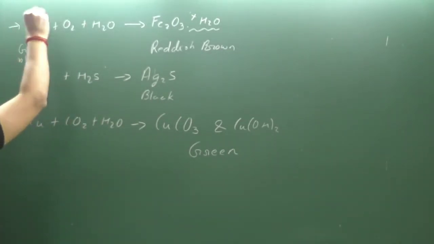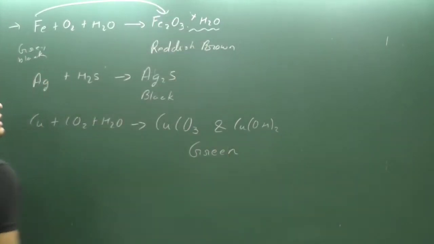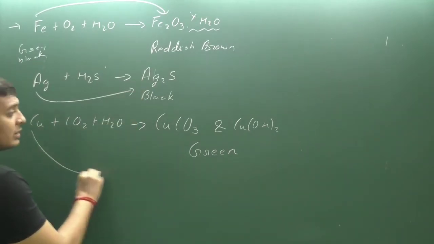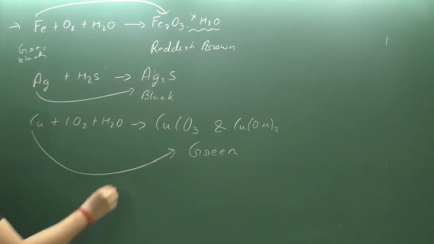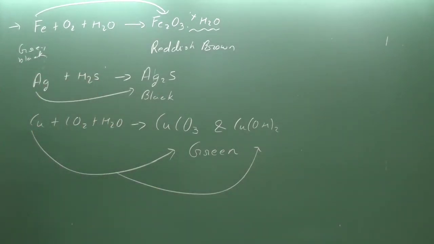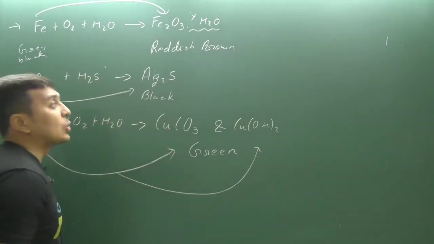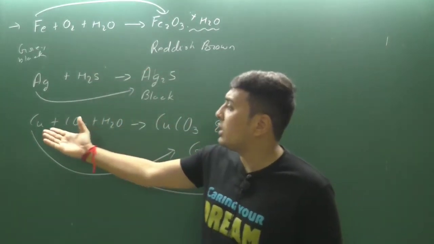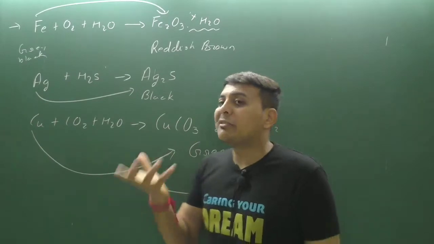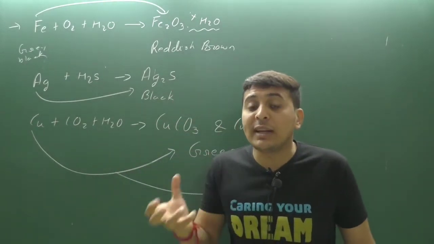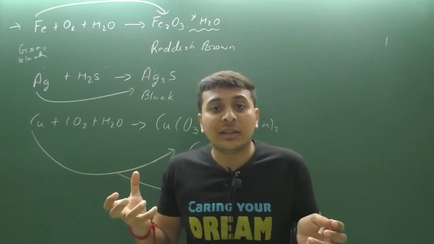See, iron turns into Fe2O3.xH2O, that is hydrated ferric oxide. Now silver turns into silver sulfide, copper turns into copper carbonate or copper hydroxide. So these reactions are known as corrosion reactions. Why? The properties of the metal have been changed. But why does corrosion take place?